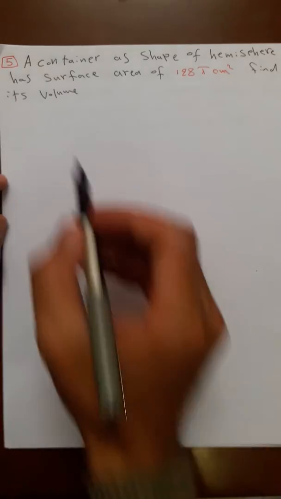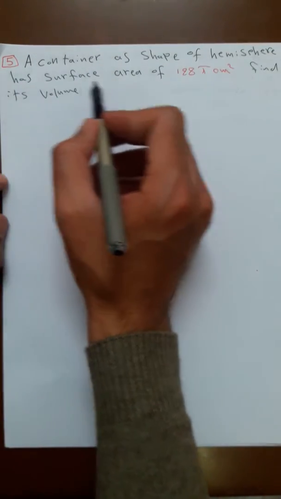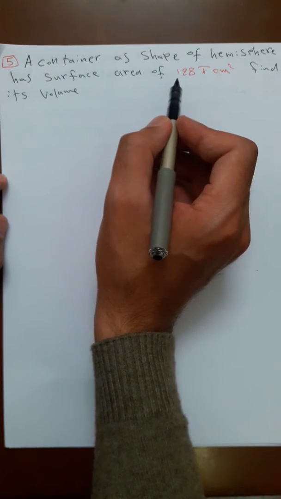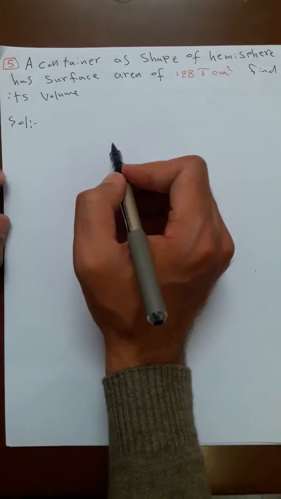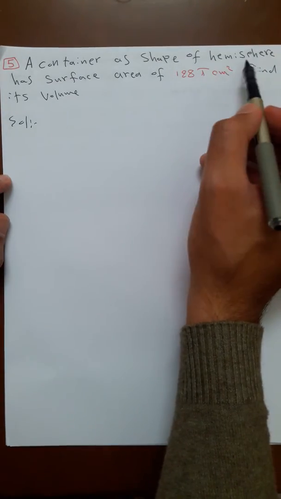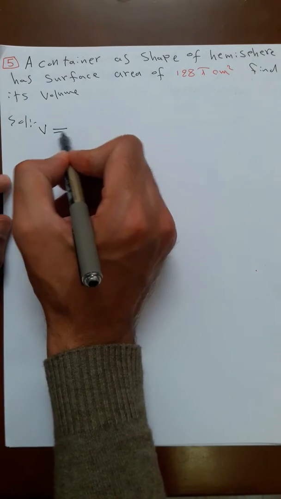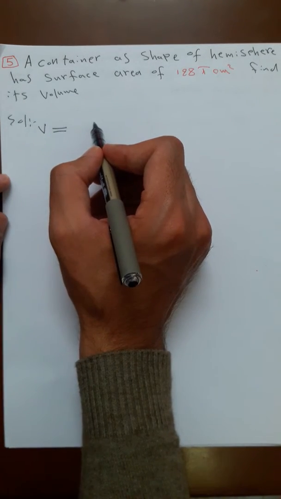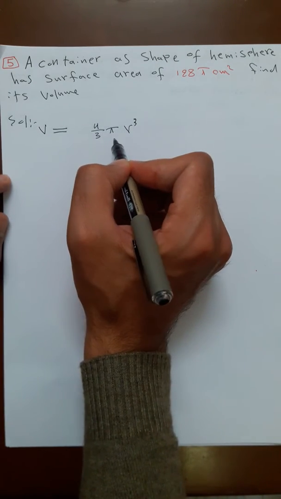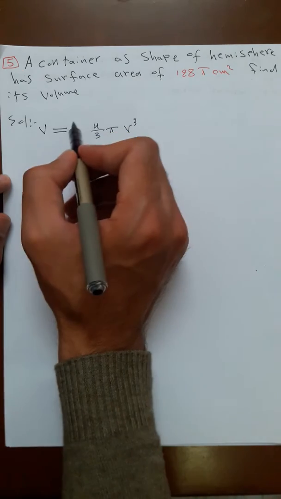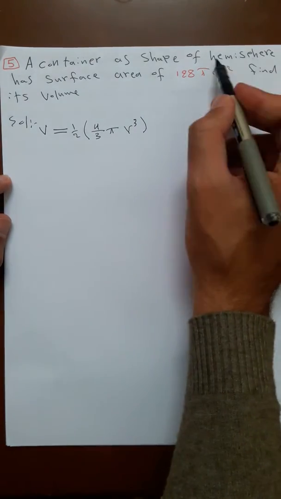Question 5. A container has the shape of a hemisphere and has a surface area of 128 pi centimeter square. Find its volume. What's the shape? The shape is a hemisphere. To find the volume of it, I will use this rule. V equal to 4 over 3 pi r to the power 3 and multiply this rule by 1 over 2 because the shape is a hemisphere.